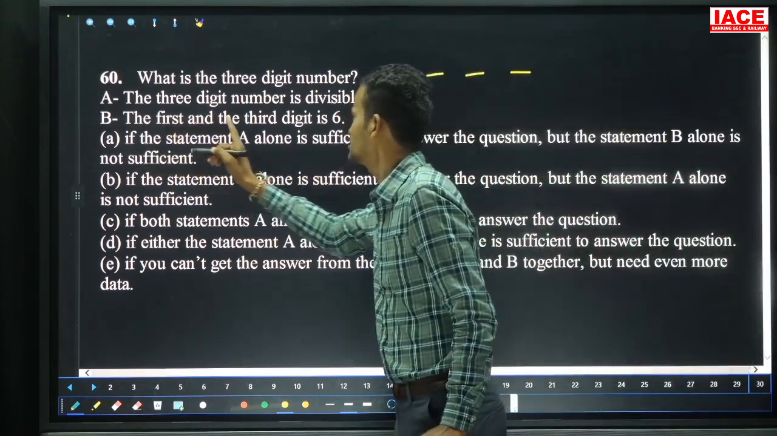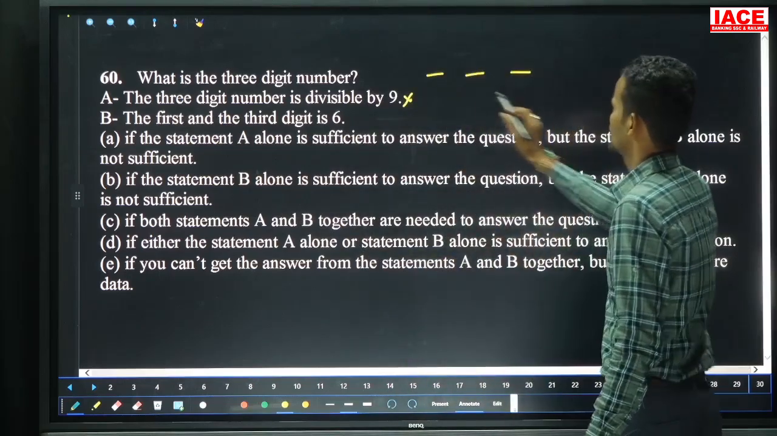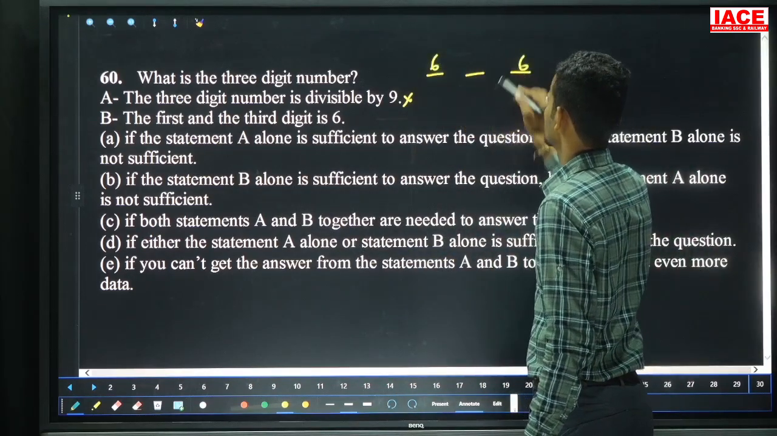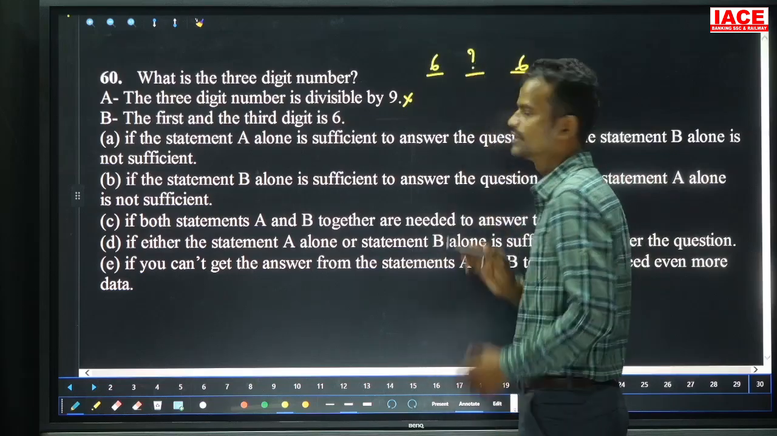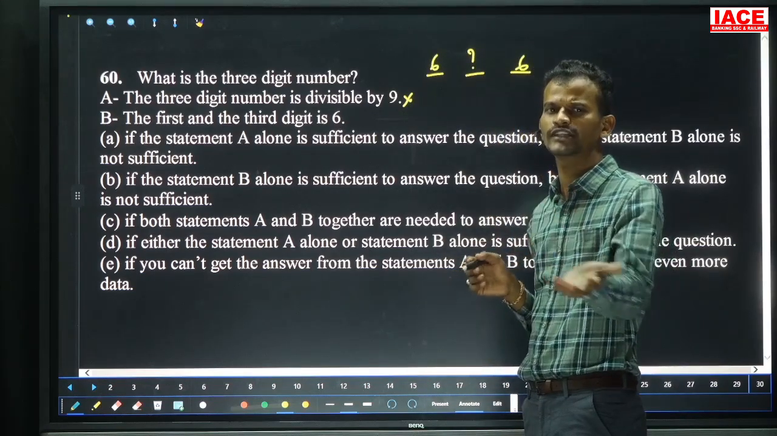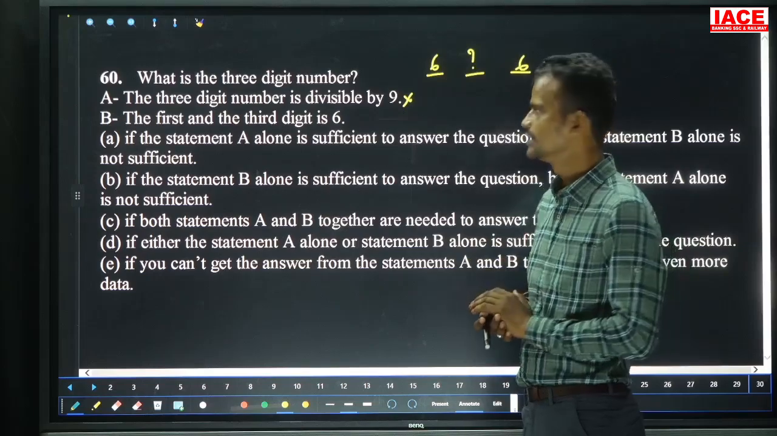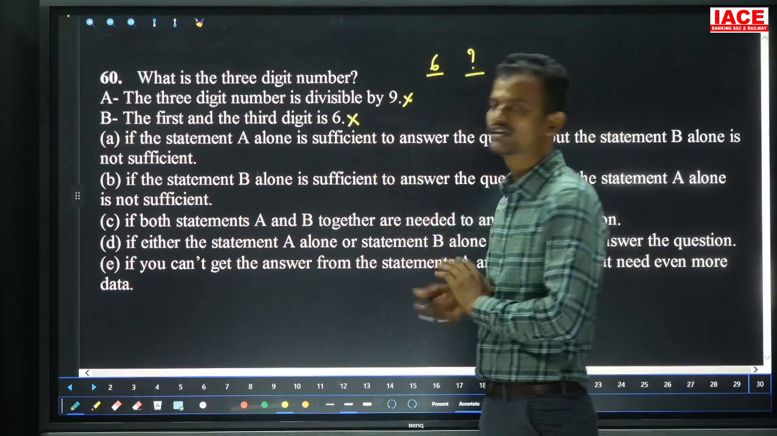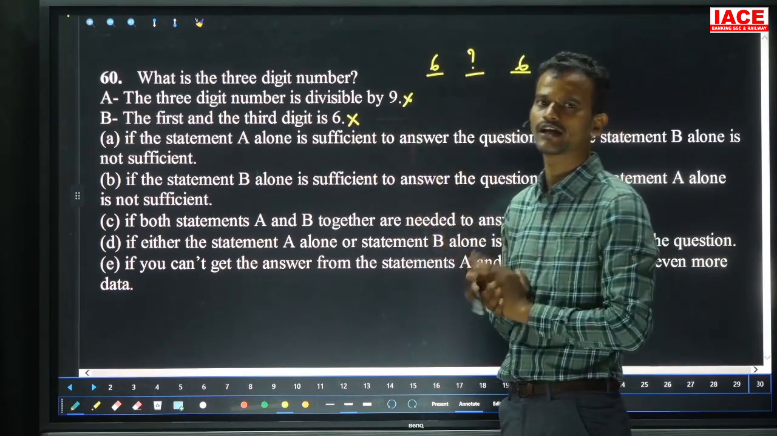The first and the third digits are 6. So the first digit is 6 and the last digit is 6. But what about the middle digit? The middle digit could be 0, 1, 2, 3, any number, so we don't know the exact value. That means this statement is also not sufficient. Individually, it is not possible to find the answer.